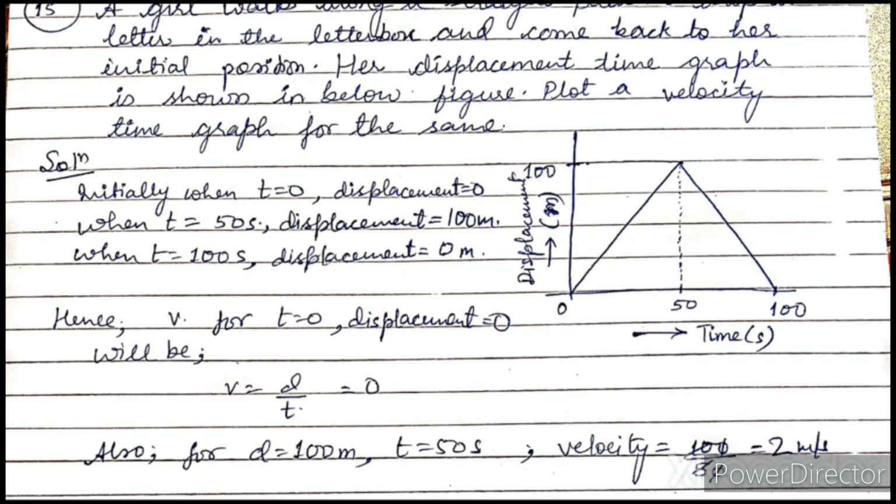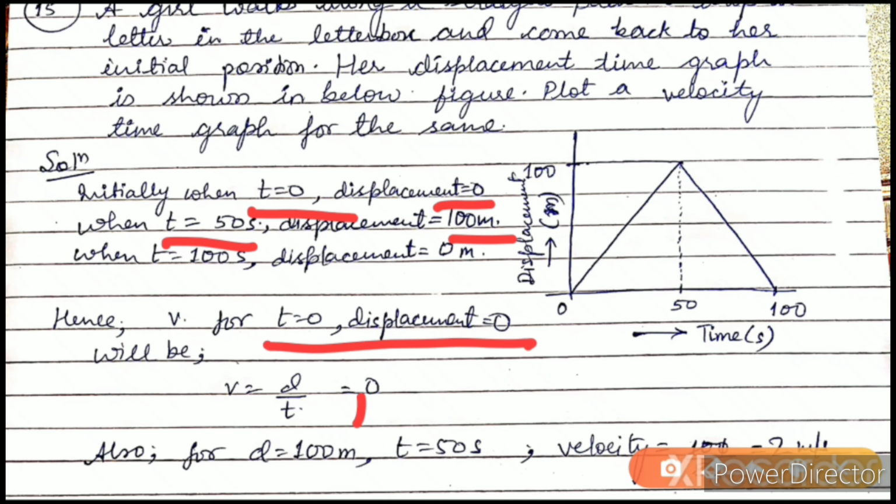Now initially when t is equal to 0, displacement is 0. Then t is equal to 50, displacement is 100. Because we have to plot velocity in place of displacement, we have to plot velocity versus time graph. So we will convert it.